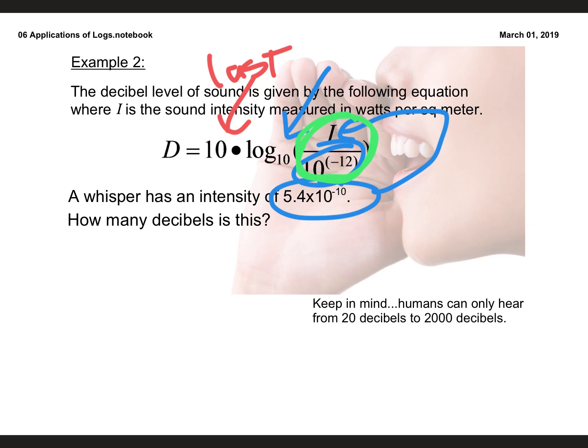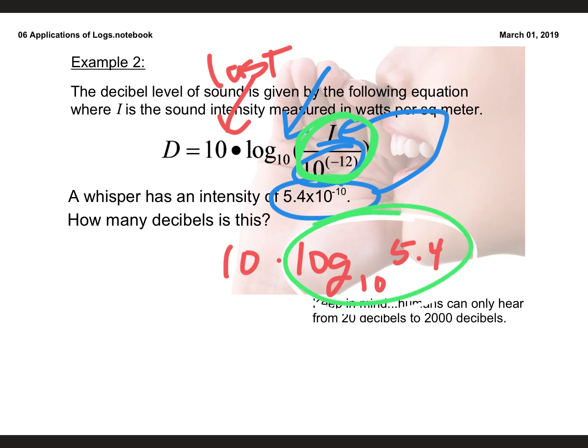I hope you figured out that it comes out to just 10 times log base 10 of 5.4. And again, to type this in the calculator, it's super easy because it's log base 10, so you use the log button, log 5.4. And then you take that and times it by 10. Did you end up with 7.3? Raise your hand if you got 7.3. All right, I got a bunch of people that got 7.3.